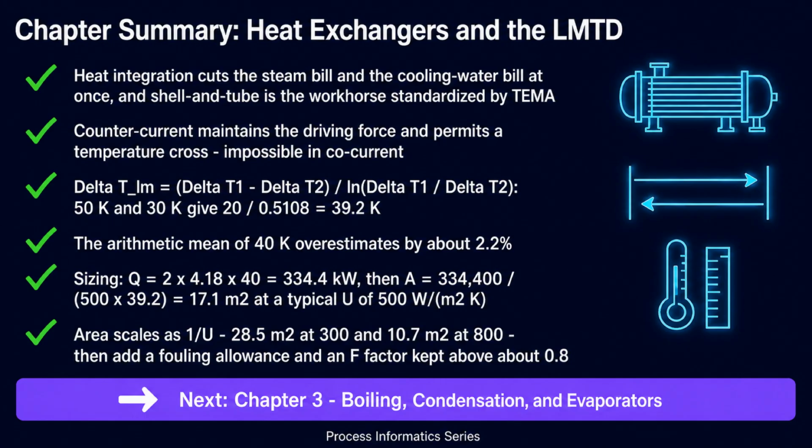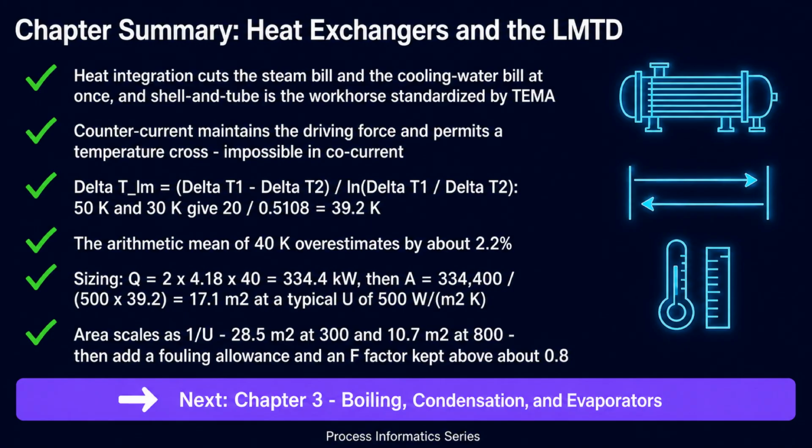For 90 to 50 degrees against 20 to 40, delta T1 is 50 Kelvin, delta T2 is 30, and the log mean is 20 over 0.5108, or 39.2 Kelvin, against an arithmetic mean of 40 that overestimates by 2.2%. For sizing, the duty is 2 times 4.18 times 40, or 334.4 kilowatts, and the area is 334,400 over 500 times 39.2, or 17.1 square meters at a typical U of 500.